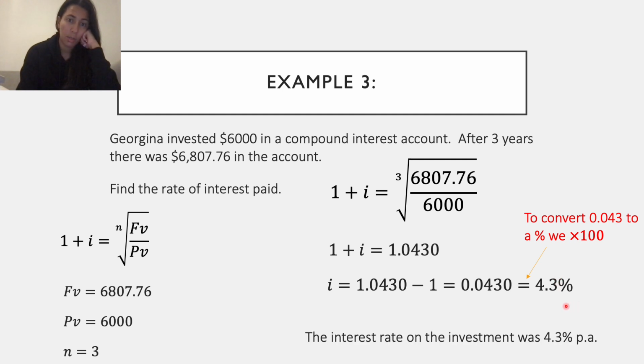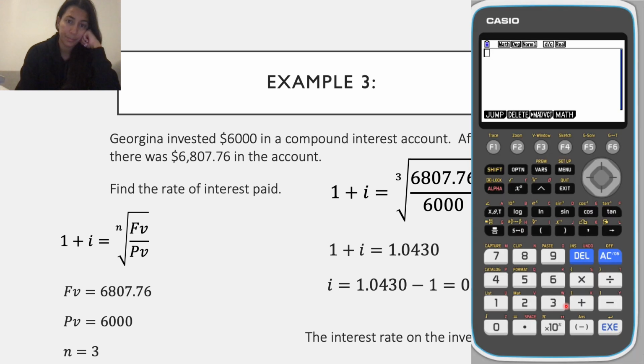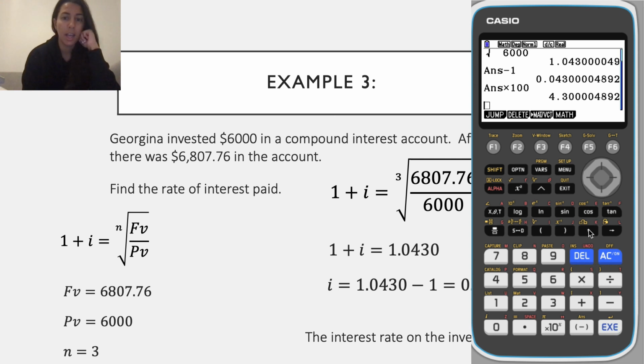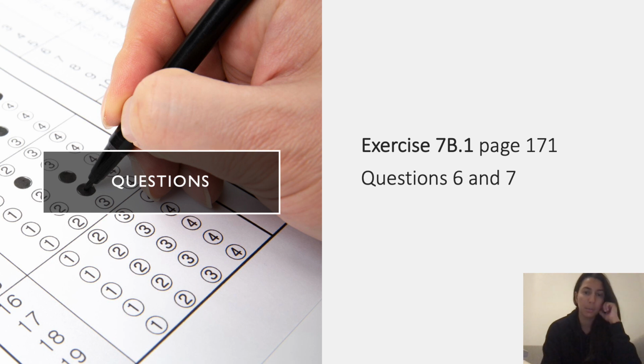Now I just quickly want to show you what this would actually look like, how you actually put it in. You press shift and this button here, and that gets you your nth root value. Hopefully that makes sense to you, and you have 2 questions to complete, and then you're done.